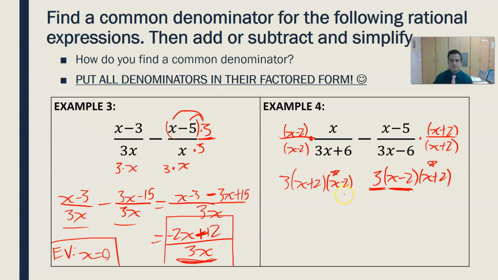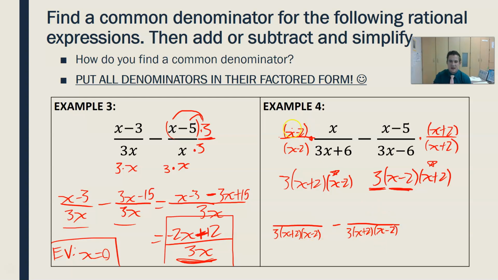So, in the bottoms of my fractions, if I'm writing out my fractions again, in the bottom of both of these fractions, I'm going to have 3 times x plus 2 times x minus 2, 3 times x minus 2 times x plus 2. Let me write those in the same order. So I have 3 times x plus 2 times x minus 2 in the bottom over here, 3 times x plus 2 times x minus 2 in the bottom over here.